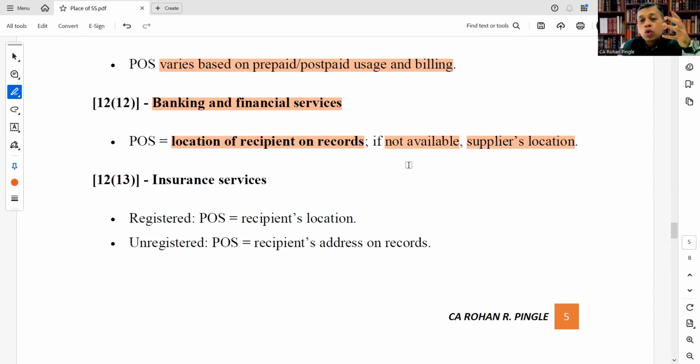Means as a customer, you avail a lot of services from the banks, like mutual funds and other financial services. In that case, the place of supply would be your location of residence, your address on their record. But if it is not available, then the place of supply will be the supplier's location, wherever that banking branch office is situated. So that is the case.